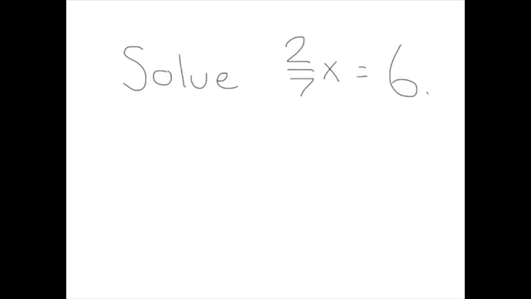Solve 2/7 x equals 6. So this is the problem. What operation is happening between the 2/7 and the x? Well, if it's not showing up, it is multiplication. So we have 2/7 times x equals 6. What is the opposite of multiplication so that we can get rid of the 2/7? So remember, do the opposite.